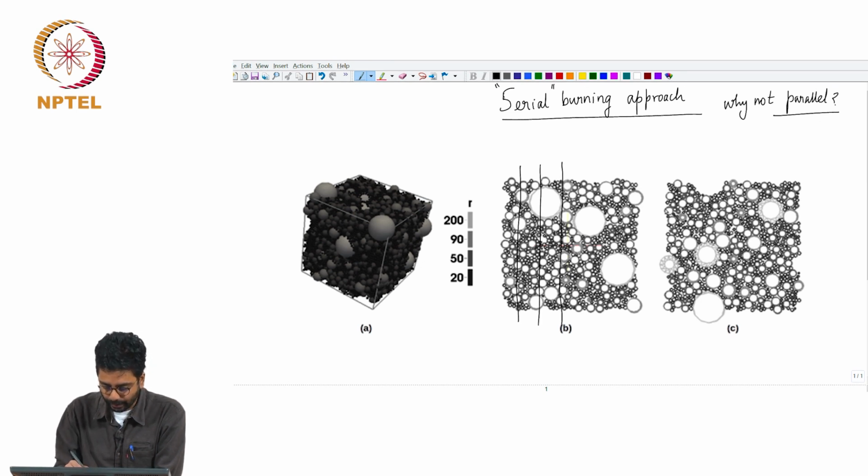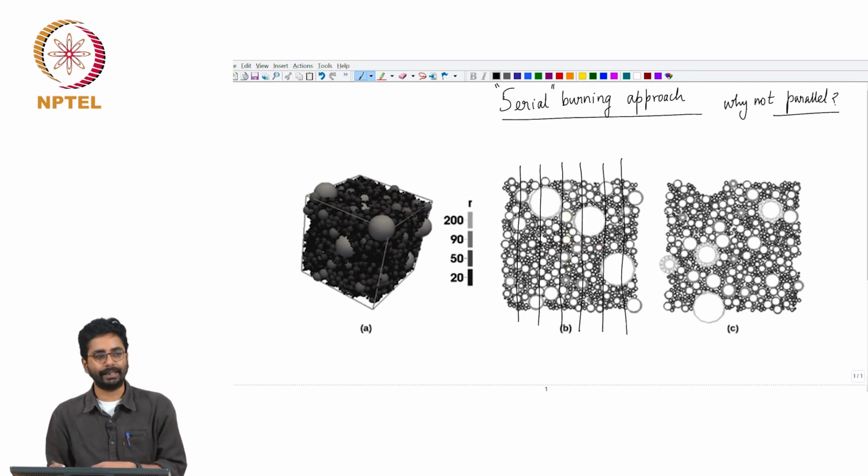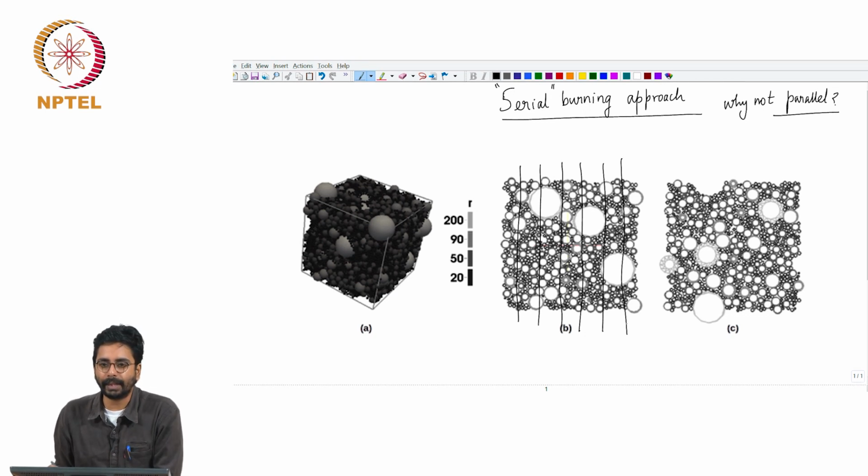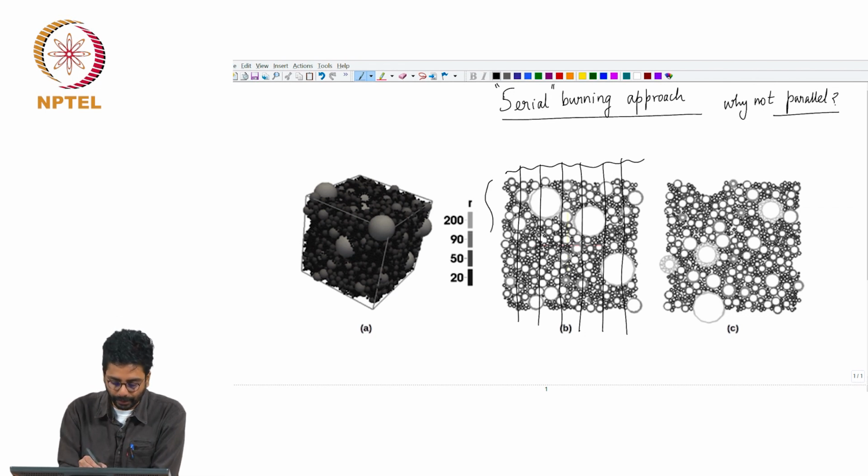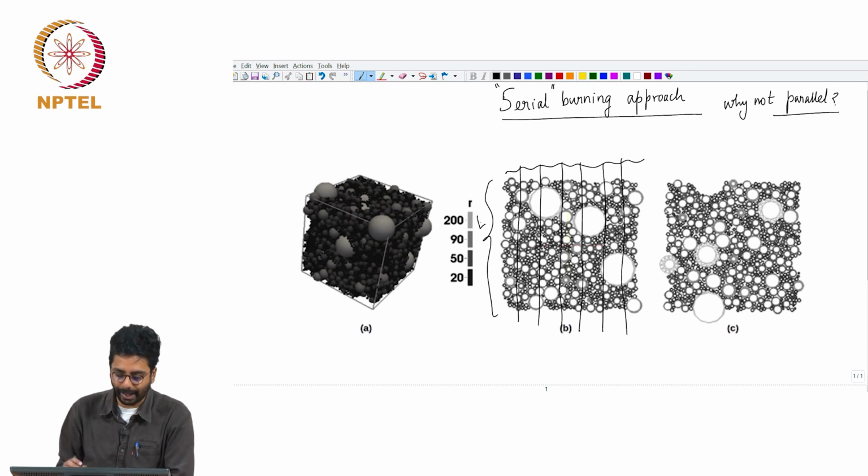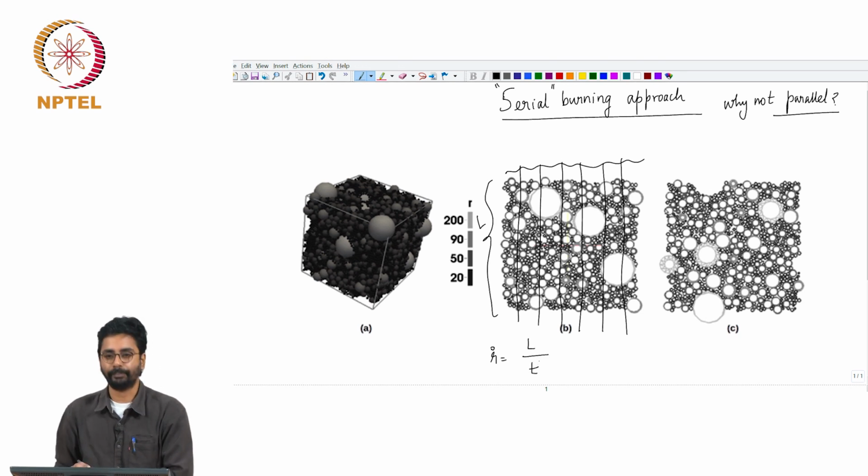look at lines passing through propellant like this, okay, and the question that we are asking is that if we ignite this section of the propellant here at the top, how long would it take for it to burn through this length L? The burn rate of the propellant is taken as the length L divided by time.